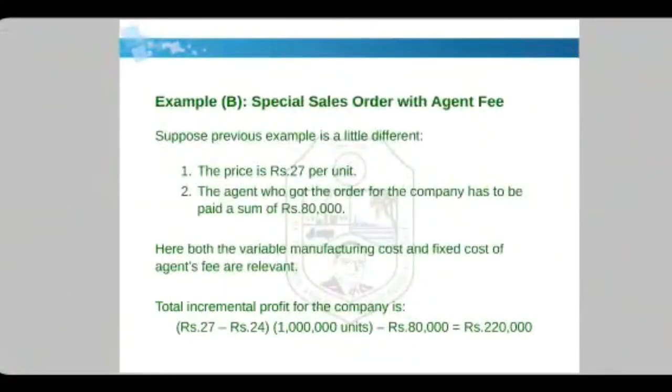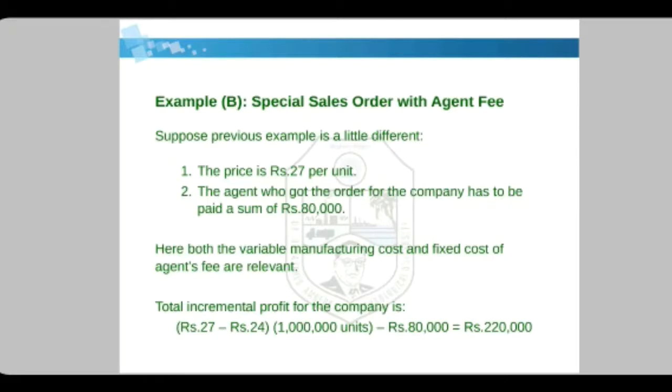Now let's take the second example. Special sales order with agent fee. Suppose the previous example is a little different. The price is 27 rupees per unit. In the previous example they were giving us a price of 26 rupees per unit. In this case the price is 27 rupees per unit.